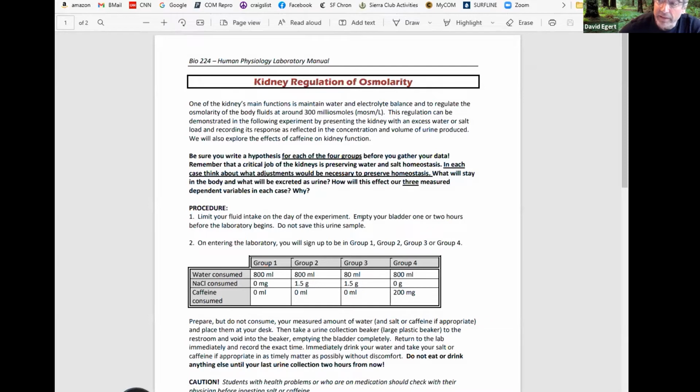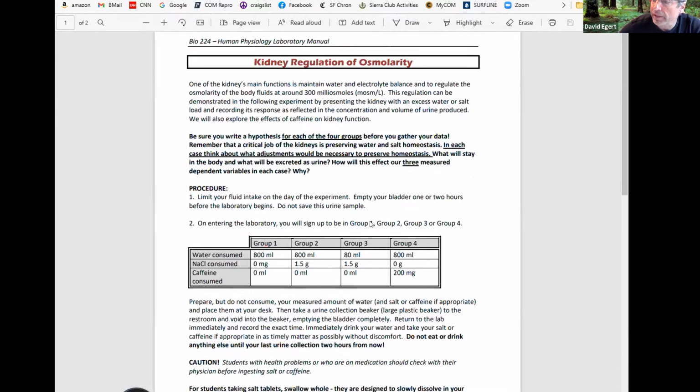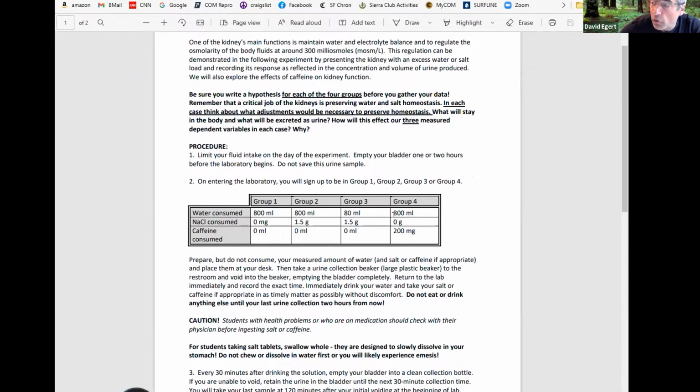The basic idea here is we're going to have four groups of people. And as an independent variable, we're going to change what they're consuming, what they're putting into their body. Some people will have more or less water. This 800 mils is like a big gulp, like a large cup. 80 mils is a tiny little Dixie cup. It's not much at all.